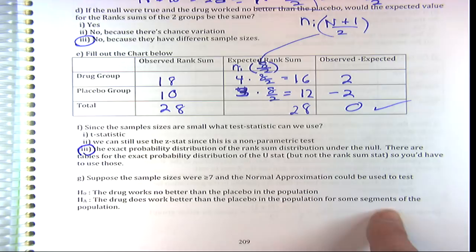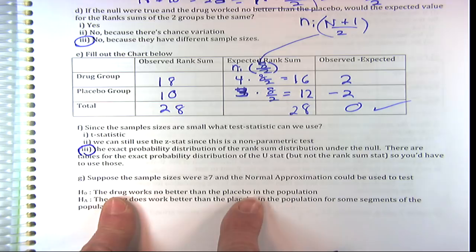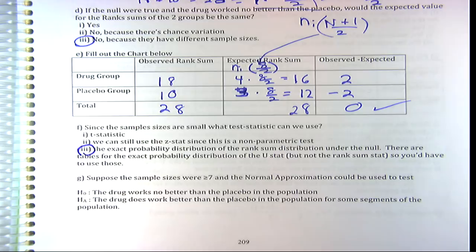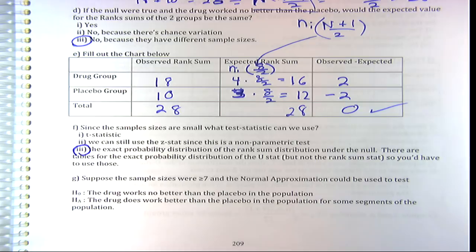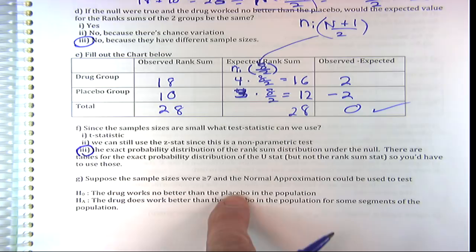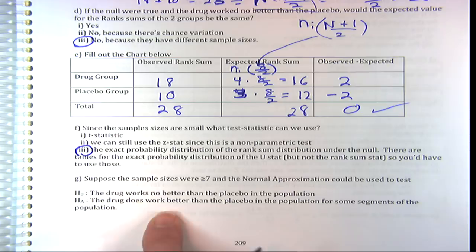Here it's saying that not only are their means the same, but basically in all segments of the population, the drug is not better than the placebo. The null is that they're just the same. They're basically like the same drug. And the alternative is no, the drug works better than the placebo in the population for some segments of it.